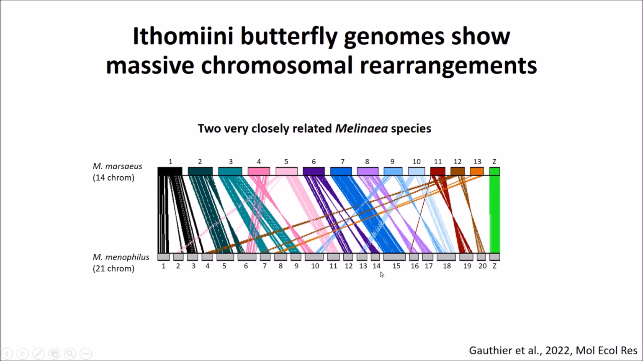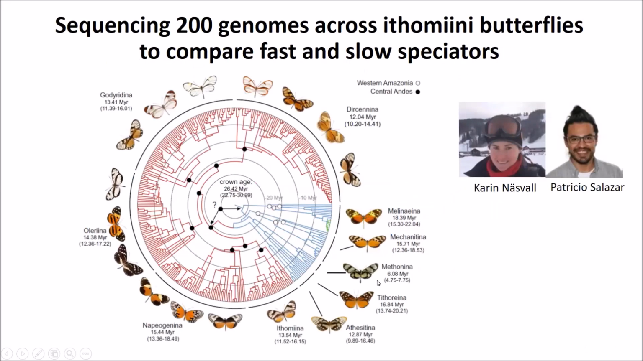These are very, very closely related sister species. They're so closely related that mitochondrially they're identical. They can't be distinguished. But they show high reproductive isolation, and chromosomal evolution might play a key part in that. So together with Karin Neswal, who will start in April, and Patricio Salazar, who is already a postdoc in my team, we are going to look across this radiation to see if rapid chromosomal evolution or hybridization are associated with rapid speciation in these lineages.